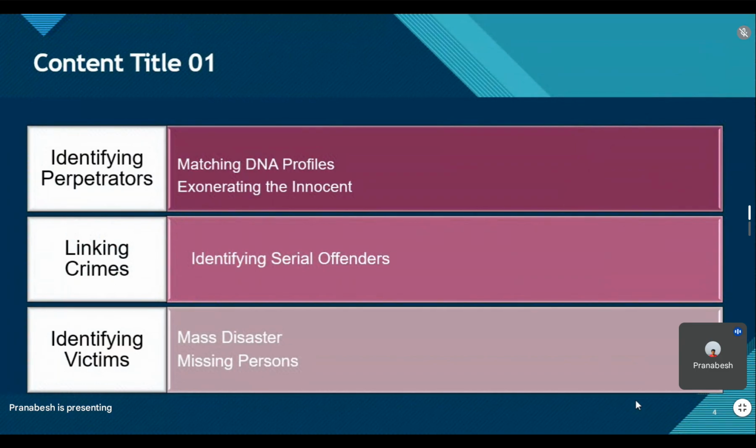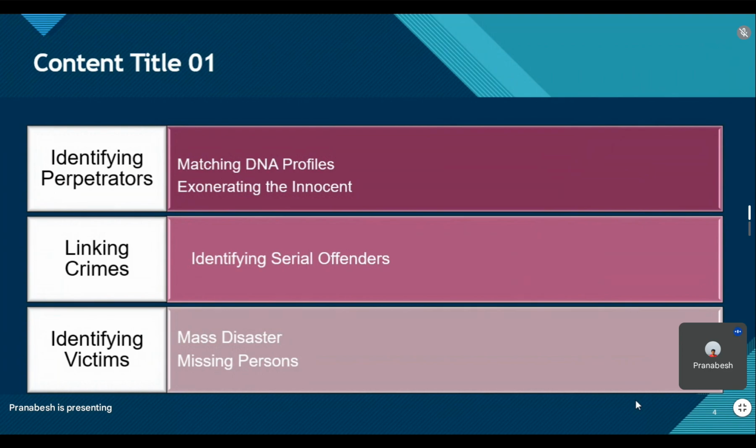So mainly, what are the roles of DNA analysis in forensic science? The first one is identifying the perpetrators. For example, suppose some kind of crime has occurred. If any body fluids are present at the crime scene, either saliva, semen, or blood, you can definitely extract the DNA from the body fluids and match it with the suspects. So this is matching the DNA profile.